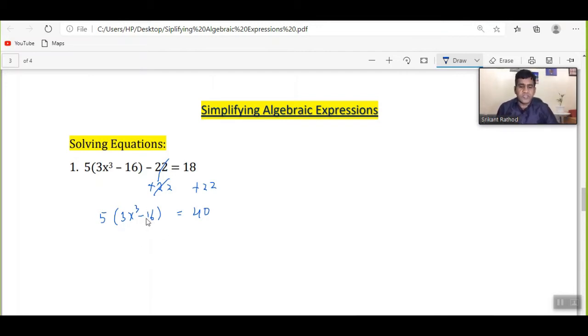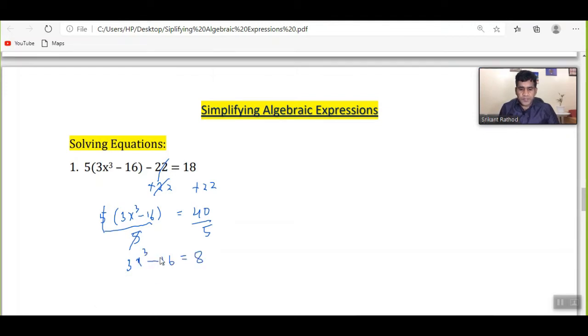And how do we simplify now? Instead of multiplying by 5 and making it more complicated, let's divide by 5. Because if I divide by 5, what happens here? Then it becomes 3x cubed minus 16 is equivalent to 8. So 3x cubed minus 16 is equivalent to 8, we got.